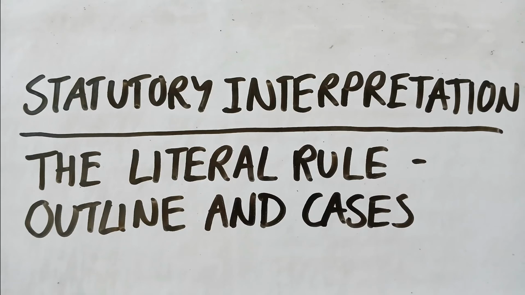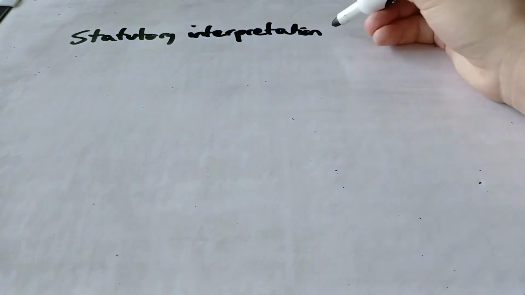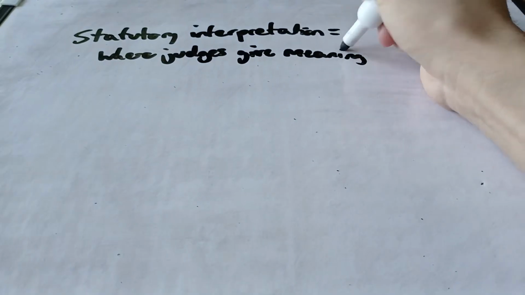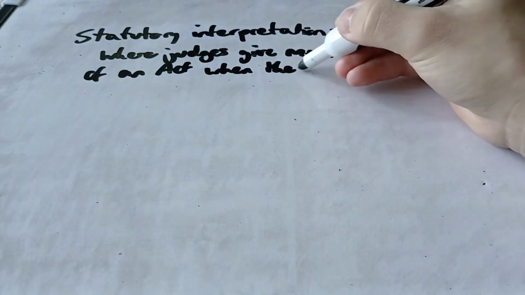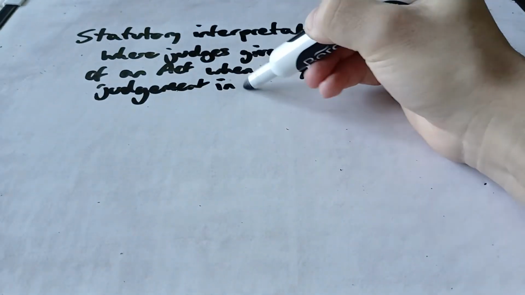In this video I'm going to be looking at statutory interpretation, and in particular the literal rule. I'll go over an outline of what this rule involves, some cases, and then look at the advantages and disadvantages of the rule. Before we get started with the literal rule, let's look at what statutory interpretation actually is. So this is where judges give meaning to the words of an act when they are delivering judgment in court.